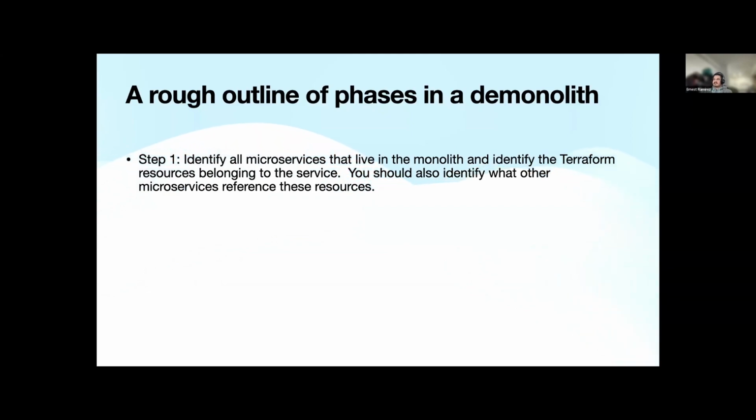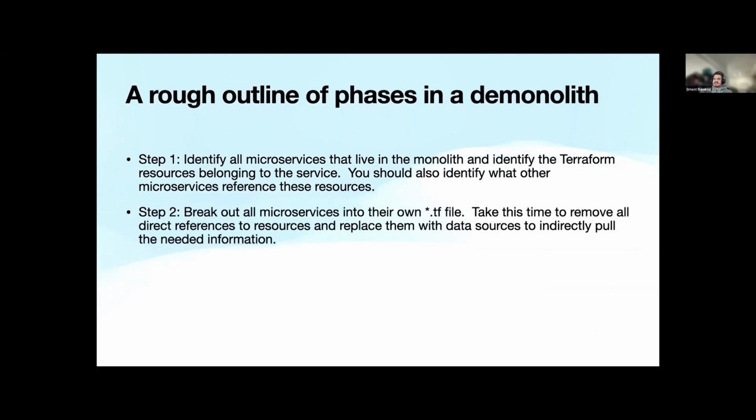First, you want to identify all the microservices that live in your monolith repo and identify the Terraform resources belonging to the microservice. When you do this, you should also identify what other microservice resources reference these resources. So that's a big part, identifying the references.